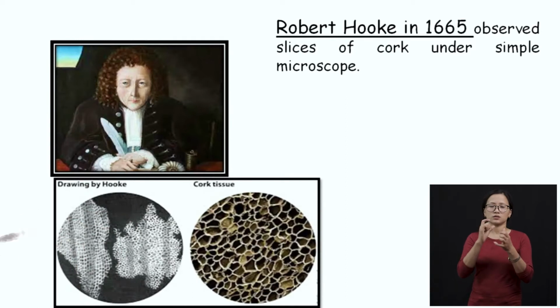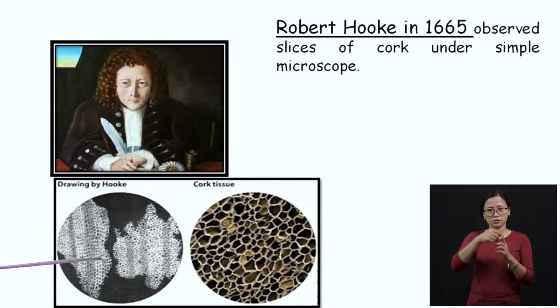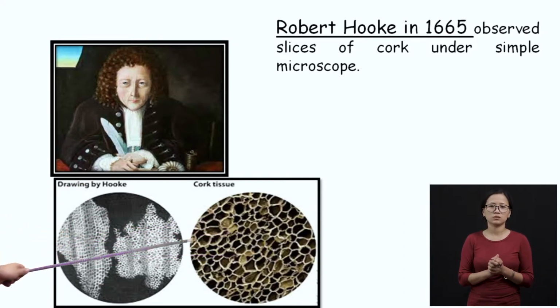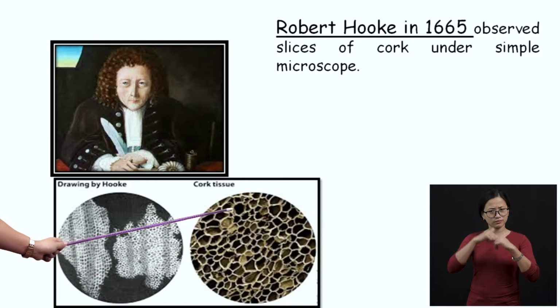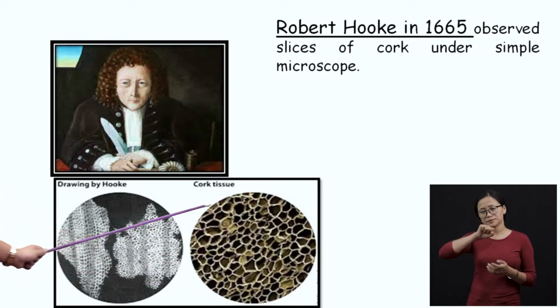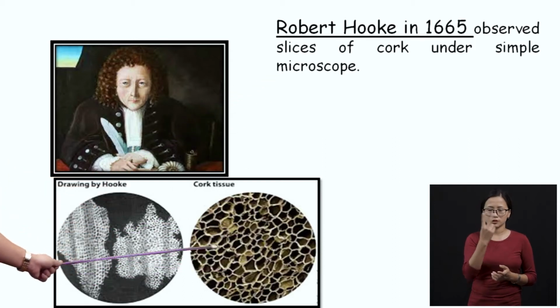He saw, this is his actual drawing, okay? This is drawn by Robert Hooke, the enlarged one. See, it looks like something. Have you seen a structure like this, students? Yes, it looks like a honeycomb. Yes or no? It looks like a honeycomb. So he observed the cork and it looked like this.